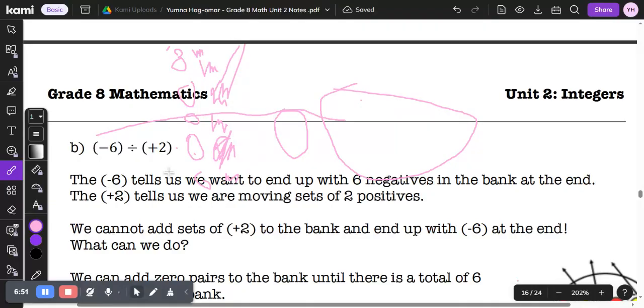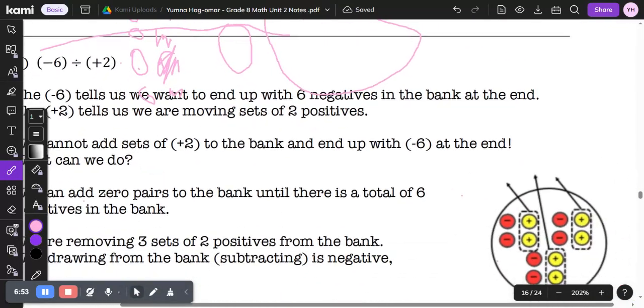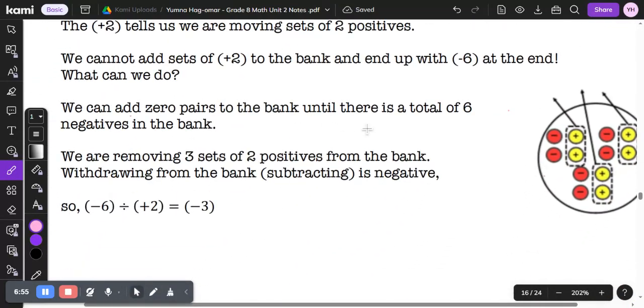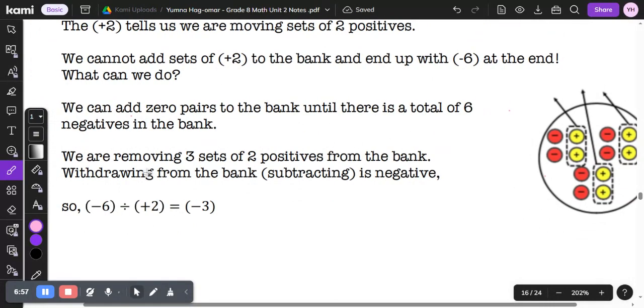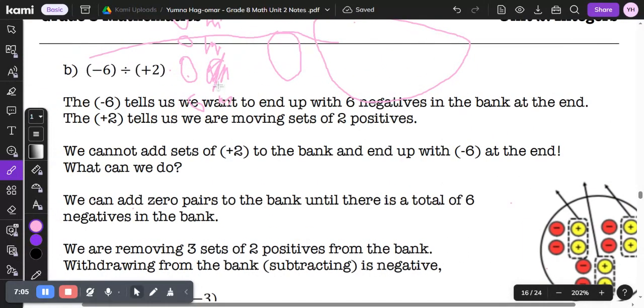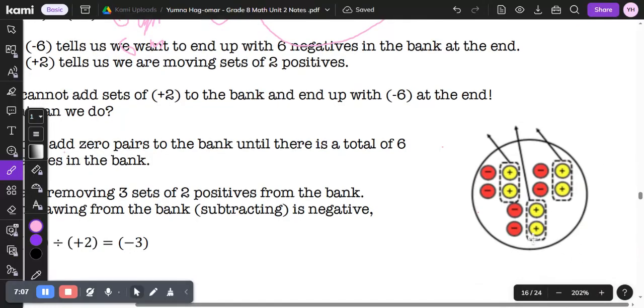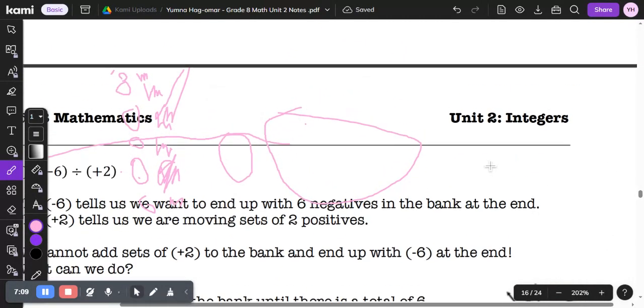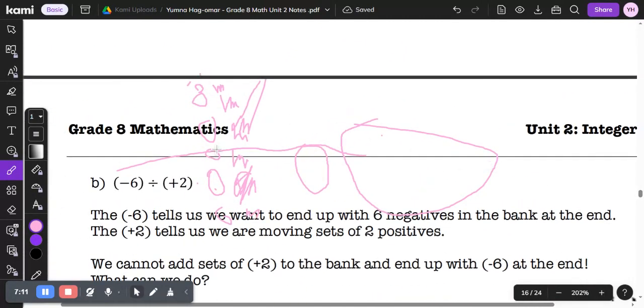Now, as it says, we can add 0 pairs to the bank until there is a total of 6 negatives in the bank. We are removing 3 sets of 2 positives from the bank. Withdrawing from the bank is negative. So because there's plus 2, we have to take 3 sets of 2 from the bank. Take it all away.